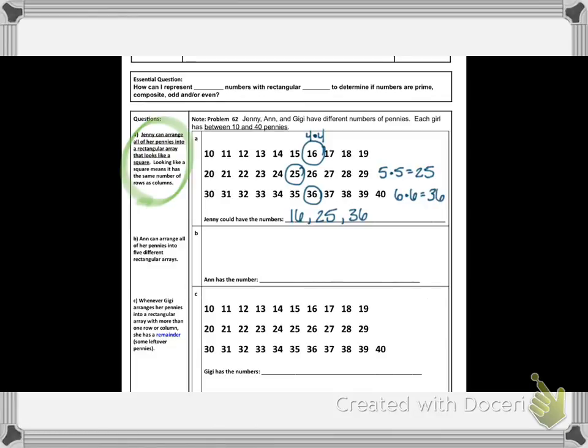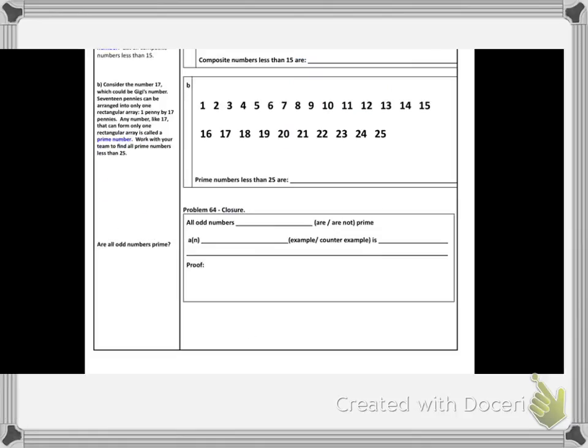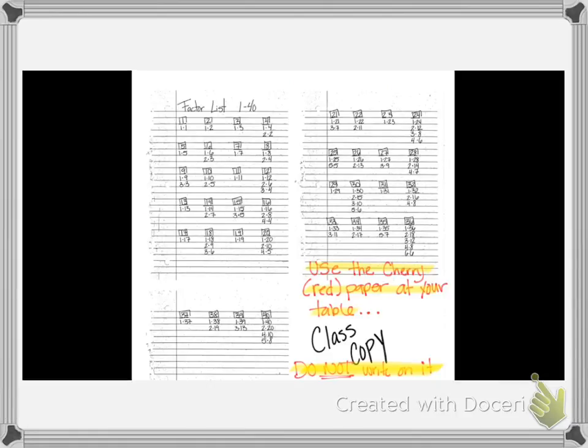Let's take a look at part B. Anna can arrange all of her pennies into 5 different rectangular arrays, which means there are 5 ways to get to her number. Let's take a look at our cherry sheet of paper. Again, we're starting at the number 10. Do not write on this sheet. We need to find a number that gets 5 different ways or 5 factor sets. 10 does not work. 10 only has 2 ways to get to that number.